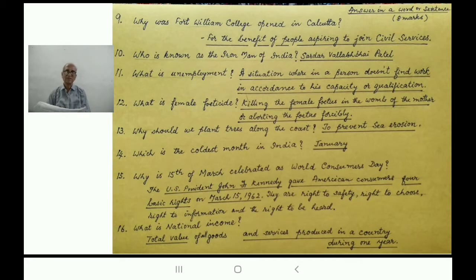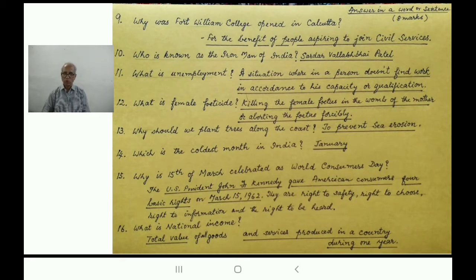What is unemployment? Now here you see, you have to write the answer in a sentence. You cannot write it in a word. Unemployment, nirudyoga, you have to define it. A situation wherein a person doesn't find work in accordance to his capacity or qualification. Tomorrow you become a postgraduate. You want to get a job in accordance to your qualification. You may not get it at all. Or you are quite capable of doing a particular job, but you don't get a job. In both these cases, we find unemployment getting generated.